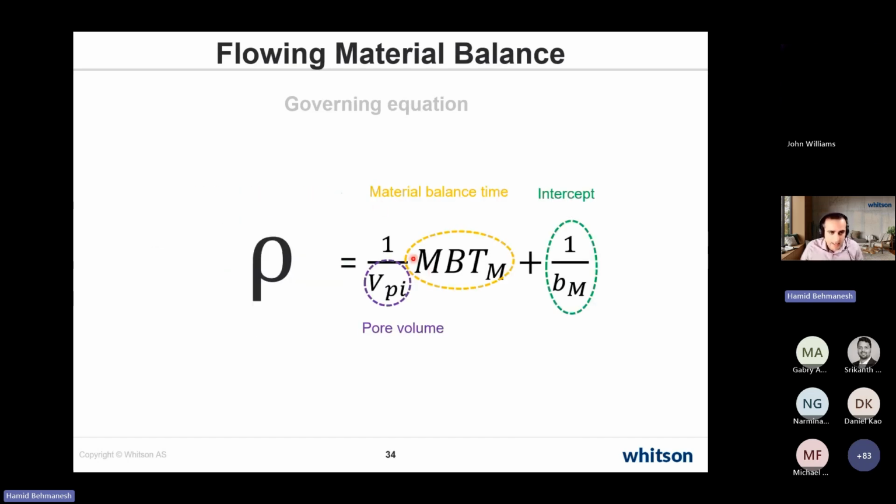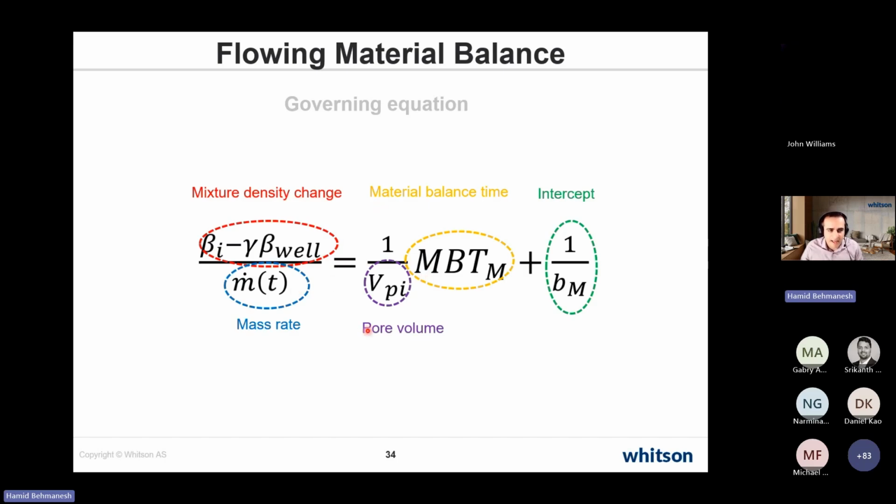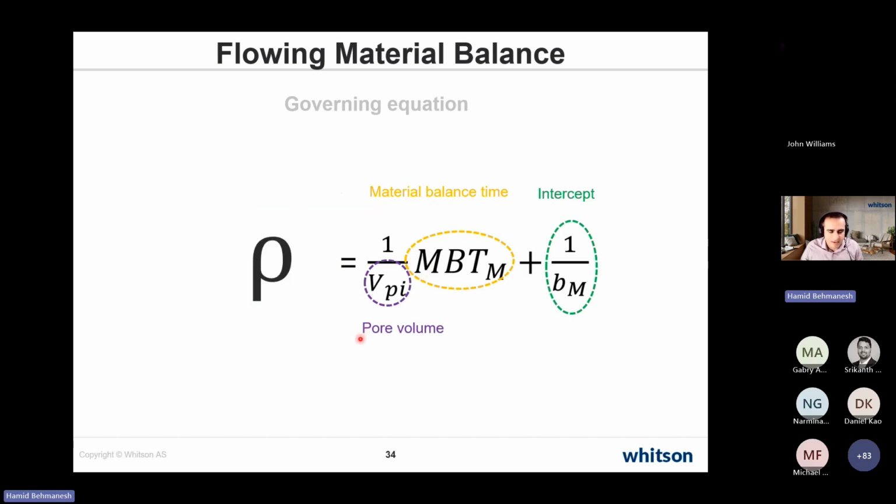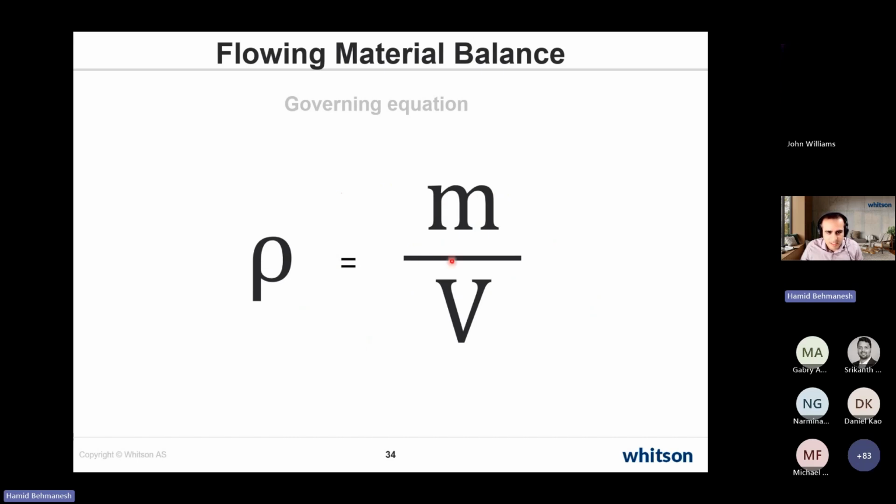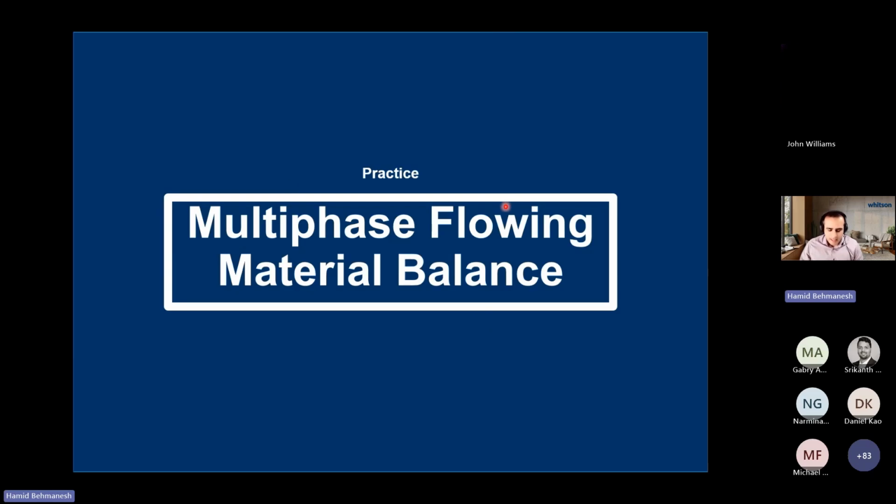And again, if you think much more simply than that, it's basically density in reservoir condition equals mass divided by volume, which is what we're looking after here. So in practice, let's see. I generated one synthetic case.